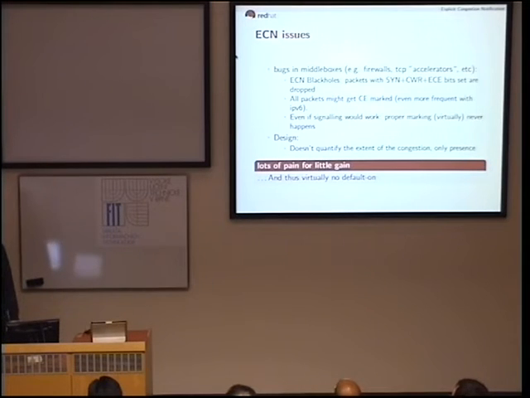And even if the signaling would work, proper marking currently, unfortunately, virtually never happens. So on the internet, it pretty much has absolutely no advantage to turn it on. Another problem in its design is that since it's just a single marker bit for congestion experienced, it doesn't tell you the extent of the congestion. It just says that there is congestion, but not how much. So all in all, it's always default off.